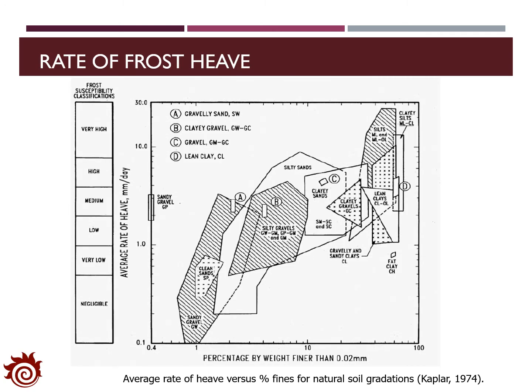The figure here demonstrates the rate of frost heave with respect to the percentage of particles smaller than 0.02 millimeters for different soils. The rate of frost heave varies from 0.1 to 30. It represents negligible frost susceptibility to very high frost susceptibility. In the figure, we can find the ranges for the rate of frost heave for different types of soils.